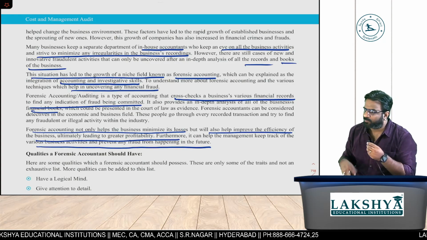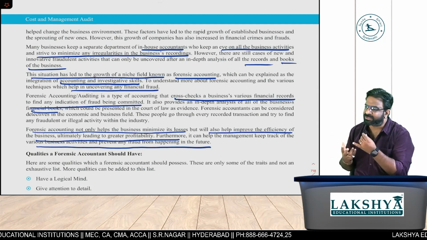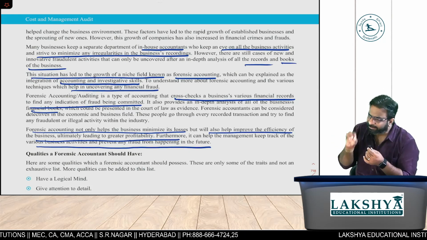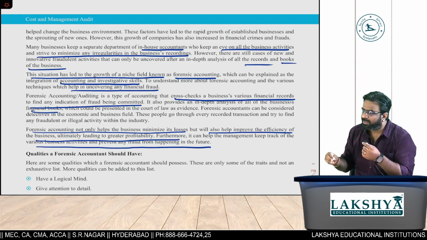So due to which there comes the need of which auditor? Forensic auditor. So a forensic auditor is a mix of two skills. What are the two skills? Accounting and investigative. Who will do an in-depth examination of each and every document and will let the company know.